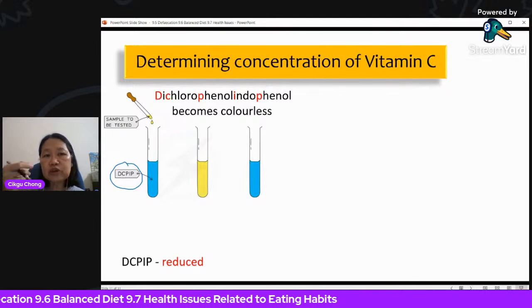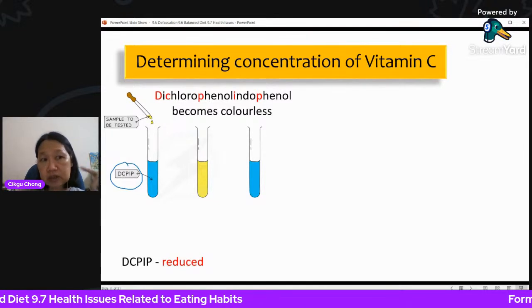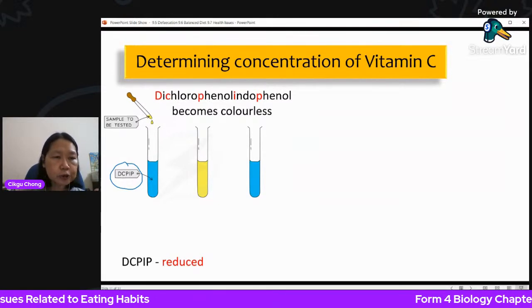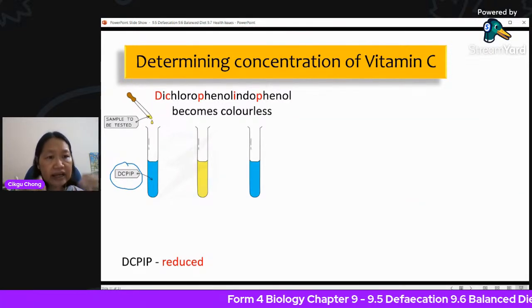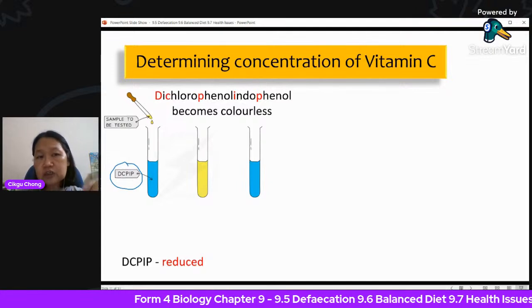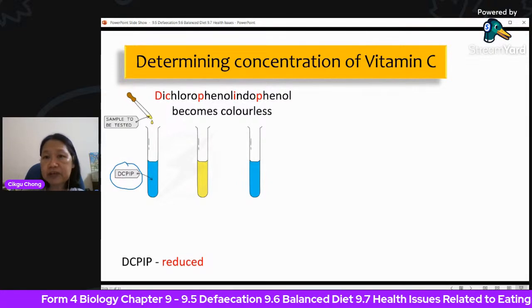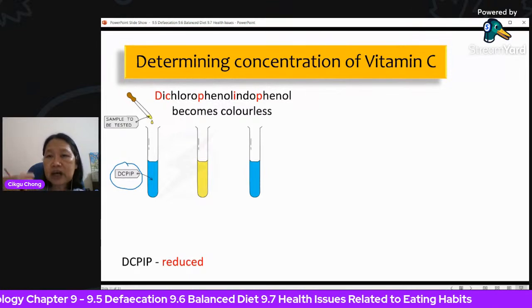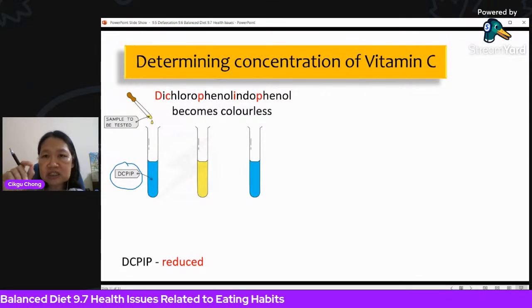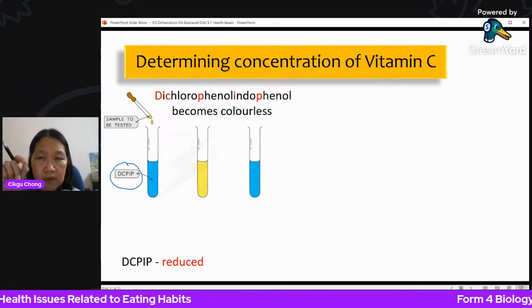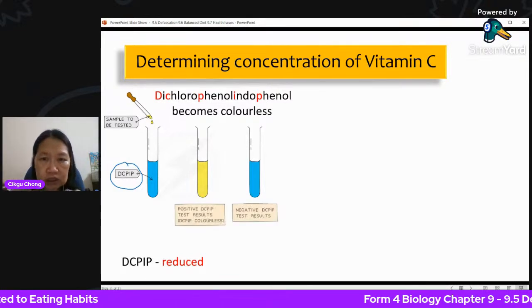You have to put your DCPIP into a bottle, all right? And then you add in the sample, that means your vitamin C, and see how much is needed to decolorize your DCPIP. You must add it slowly. You use a syringe and you make sure you don't drop it from the top. You make sure your needle goes to the base.